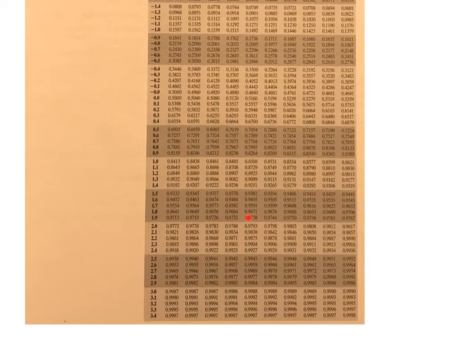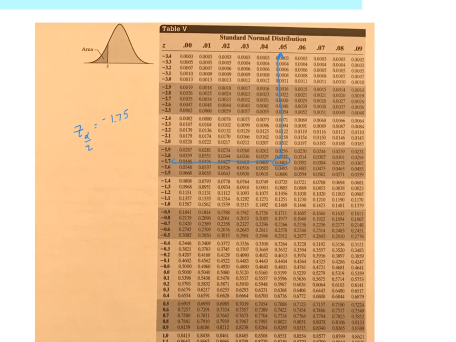Where are we really close to 96%? There we go. That's really close to 96% right there, 9599. And that's positive 1.7. You can't see the top of the table, but it should be the same z-score, positive 1.75, and it is. And that's why in the formula there is a plus or minus, one representing the left-hand side of our z-table and one representing the right-hand side of our z-table.